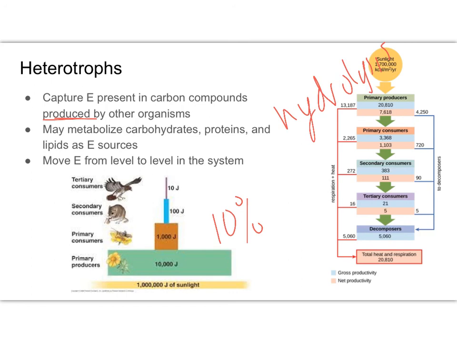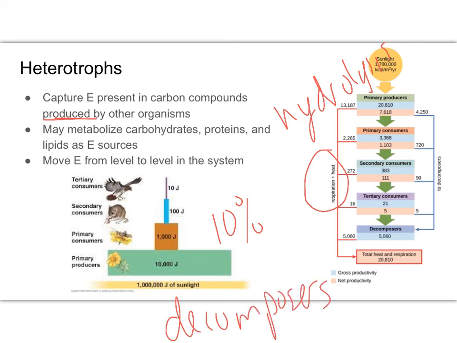Okay, and you can see over here that some of it is going to be lost due to heat. When we do those chemical reactions, we lose energy as heat. They're not all 100% efficient. So a lot of that energy is lost as respiration and heat. Some of that eventual energy ends up at the decomposers. Our decomposers are going to be releasing the carbon compounds from those original autotrophs, trapped in the heterotrophs, so that the autotrophs can bring it back into the system.